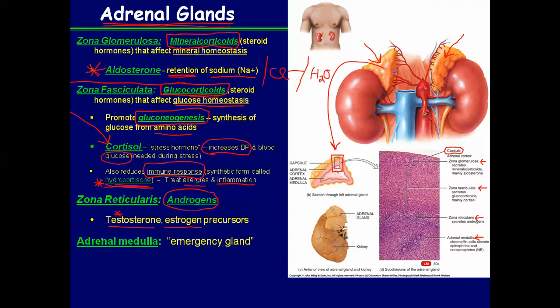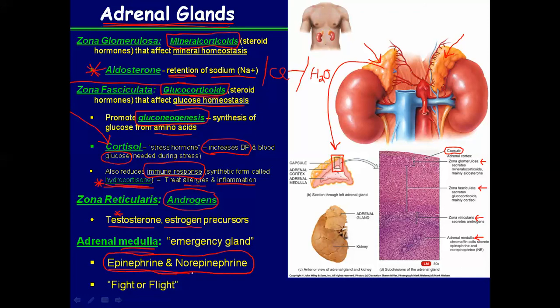And then the inside of the adrenal gland, called the medulla, is often referred to as the emergency gland because it amplifies your fight or flight responses. So remember fight or flight from your autonomic nervous system, your sympathetic responses. That's promoted by epinephrine and norepinephrine. So these act as hormones and act as neurotransmitters in your sympathetic nervous system. So adrenaline and noradrenaline come from the adrenal medulla.